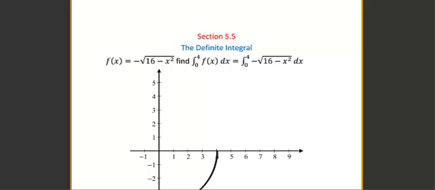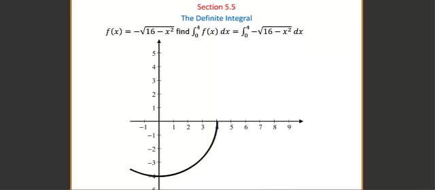Here's another example of computing a definite integral. Here, if f of x is equal to the opposite of the square root of 16 minus x squared, we want to find the integral from 0 to 4 of f of x with respect to x. That is, find the integral from 0 to 4 of negative the square root of 16 minus x squared dx.